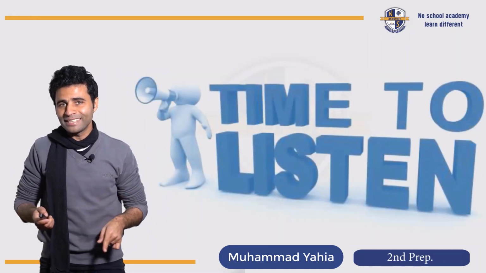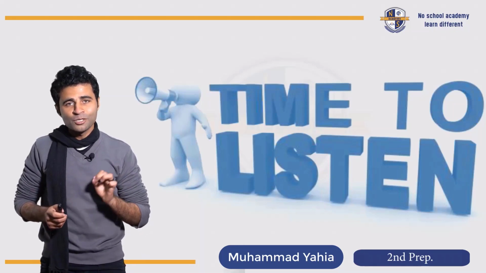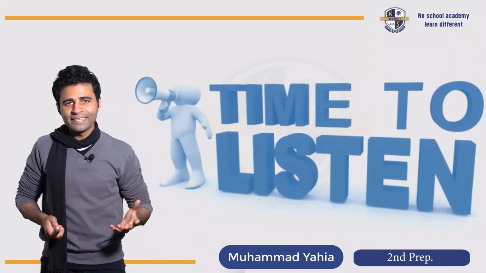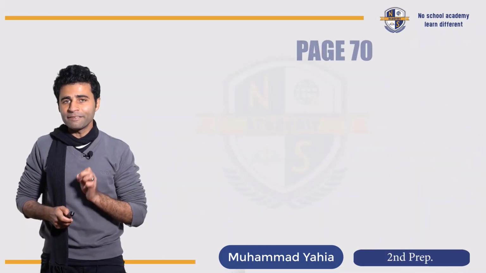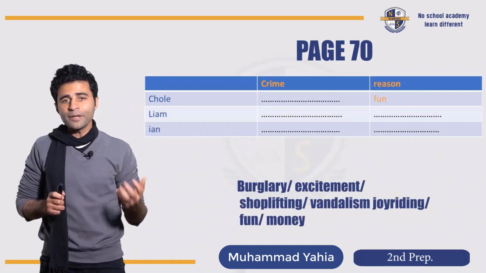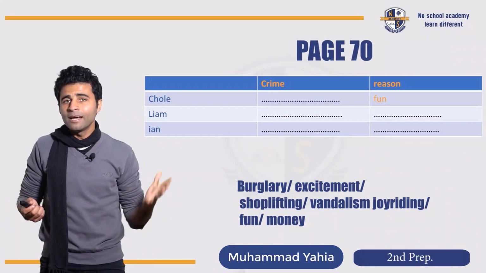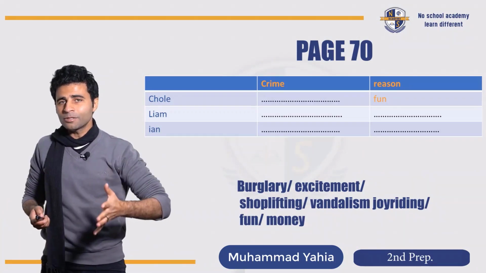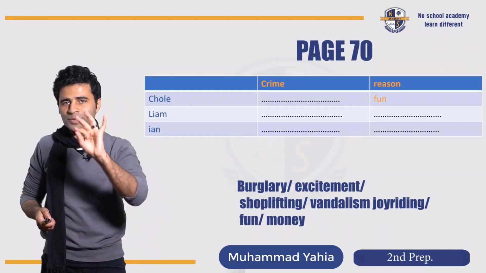Now it's time to listen. This is one of the greatest skills that helps you to speak English like a native speaker. I want all students to get back to page 70 in the book. You will find this table in front of you. Three people are talking about crime and reason. What happened? I want you to tell me, answer this quiz, and I will be here waiting for you. Get back to me again and don't be late.